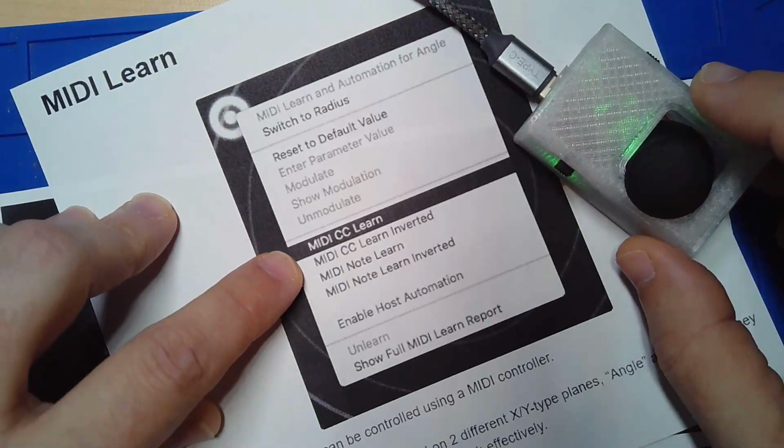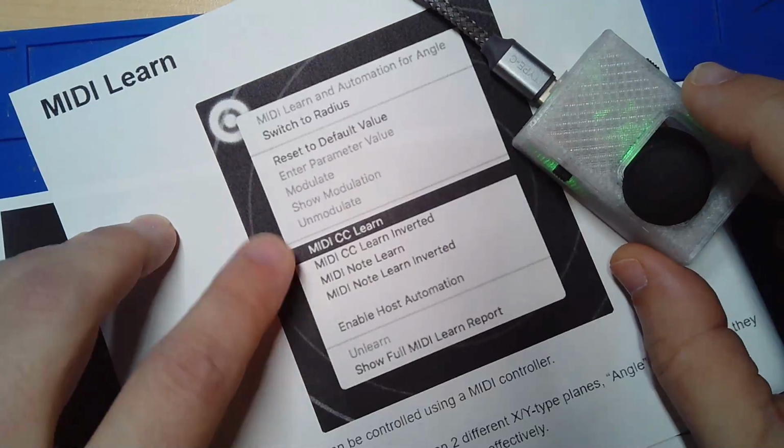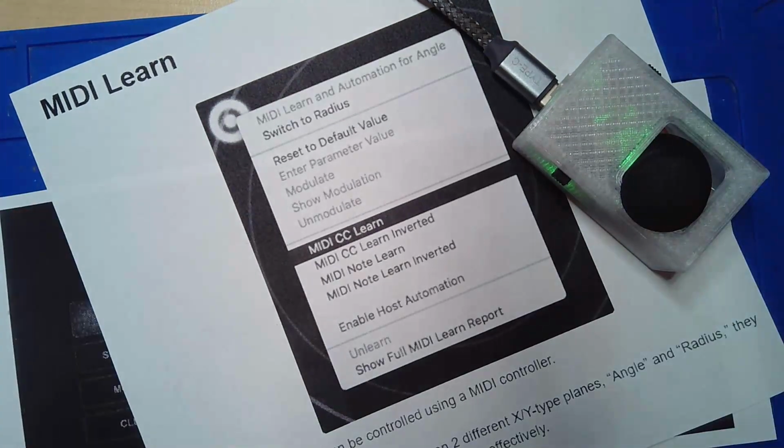But what Omnisphere does for its ORB is it uses a learn. Okay, so you can't just type in your control change number. You can't just type in 20 or 21 or 1 or 7 or whatever it is.